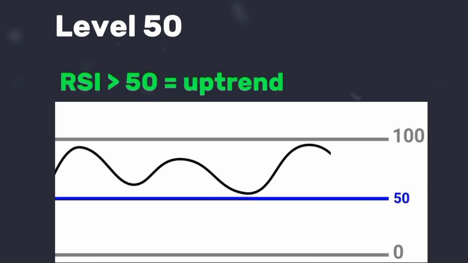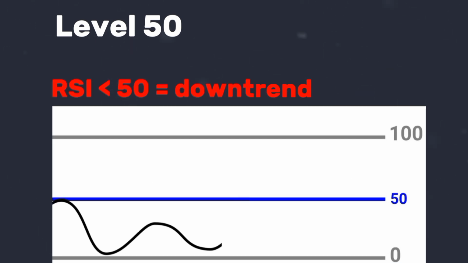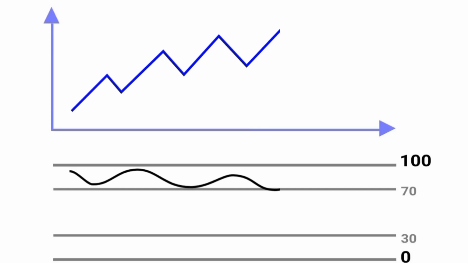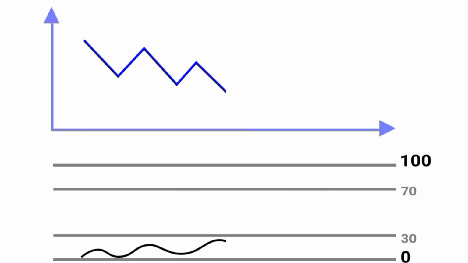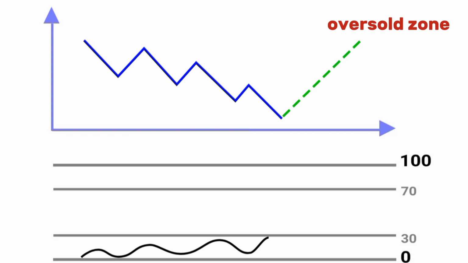Level 50. If the RSI is above 50, it signals an uptrend, while if it's below 50, it indicates a downtrend. Overbought and oversold levels. An RSI above 70 signals the overbought zone, meaning the asset's price has risen excessively and for an extended period, suggesting a possible reversal or pullback to the downside. An RSI below 30 signals the oversold zone, meaning the asset has fallen excessively and for a prolonged period, indicating a potential reversal or pullback to the upside.